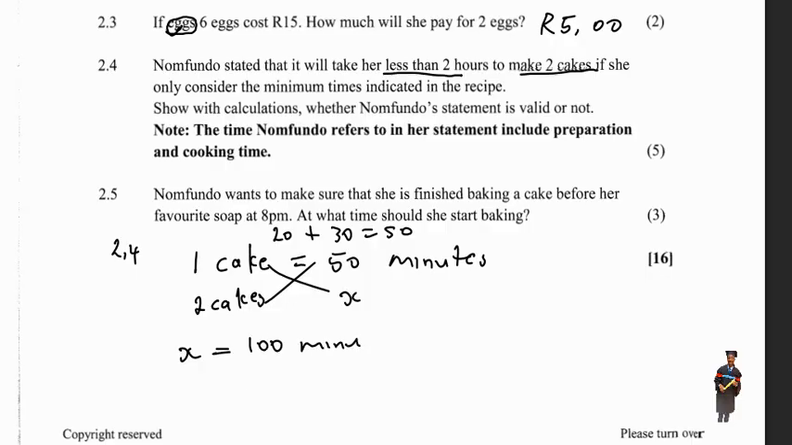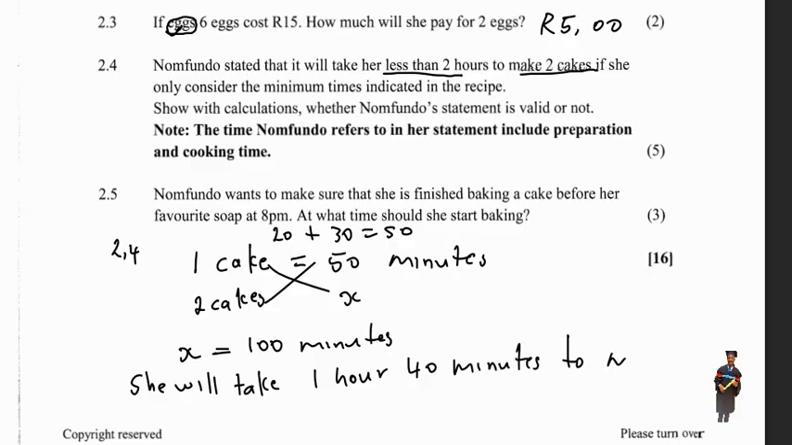100 minutes. Okay, 60 minutes is an hour, and 100 is made up of 60 and 40. So this person will actually take 1 hour 40 minutes to make 2 cakes.